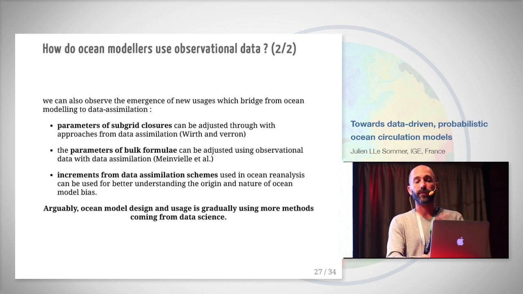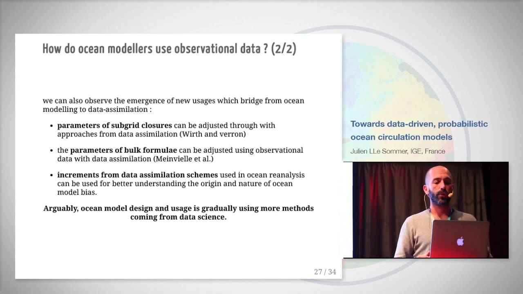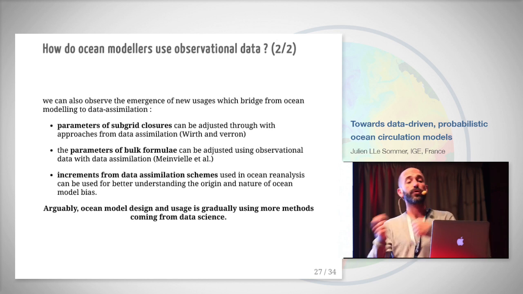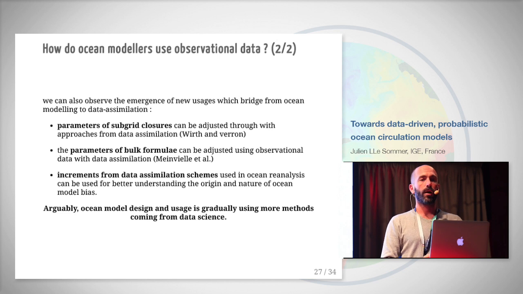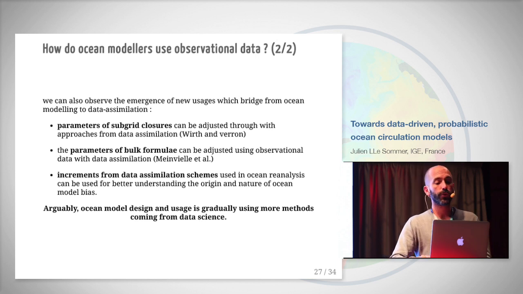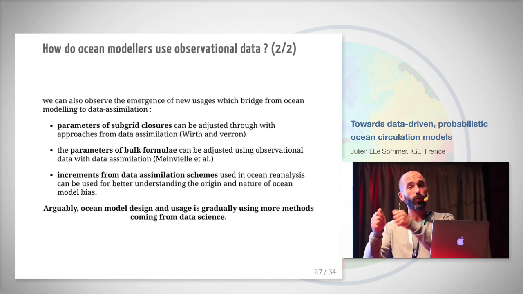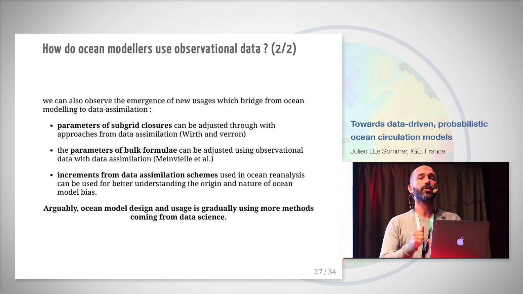So, for instance, you all know that you could constrain parameters for subgrid closures with an approach inherited from data assimilation, and Jacques has been involved in that quite a while ago already. You can also use observational data, this time, for actually constraining parameters you don't know in your model, as for instance the parameters in the bulk formulae. That's something that actually works.